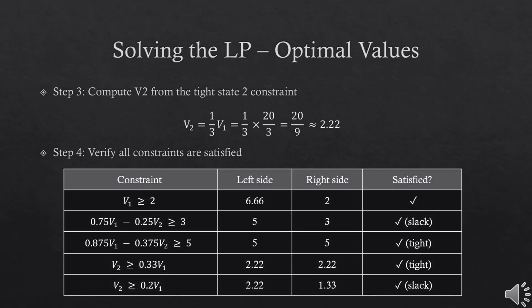Once the binding constraints have been identified, we calculate the optimal values of the states. The next step is verification. We substitute the solution back into every constraint to ensure that all conditions are satisfied. Notice that some constraints hold exactly as equalities, while others contain slack. The constraints that are tight correspond to the optimal actions. The constraints with slack represent actions that are not selected in the optimal policy.